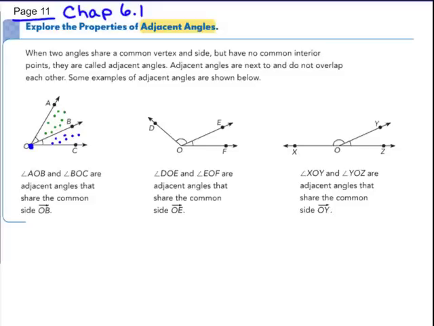DOE and EOF are adjacent angles. They share the common side of OE. And again, if you put dots in here, you would see that none of the dots overlap because these are adjacent angles. XOY, or you could call it YOX, with the common vertex point O, are adjacent angles, and they share the common side of OY. This is a big obtuse angle here, and here's YOZ. They don't share any common points.